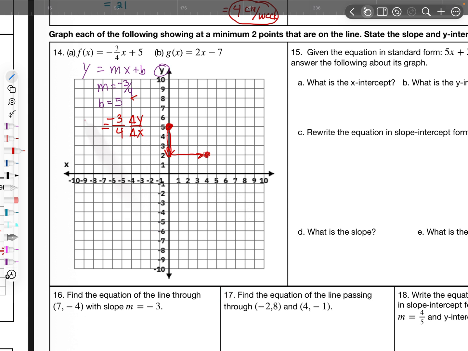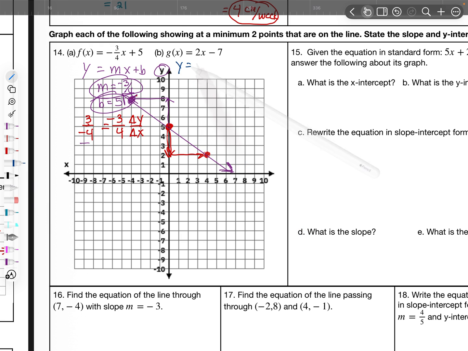Now remember, this is just a negative number, so I could have done it this way. I could have said, hey, my y changes by positive 3, and then my x would change by negative 4. 1, 2, 3, 4, put me right there. But that would still lie on the same line as the other 2 points. So there's my graph, right? And there's my slope, the negative 3/4, and there is my y-intercept, 5.